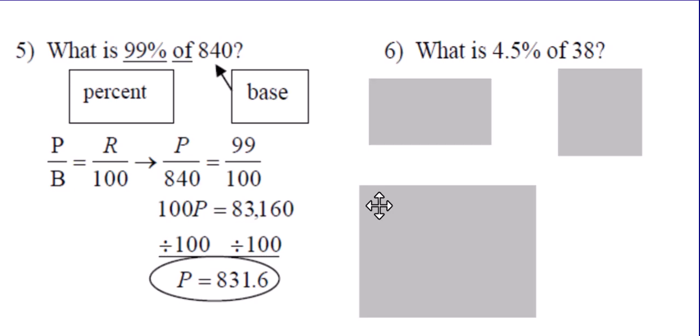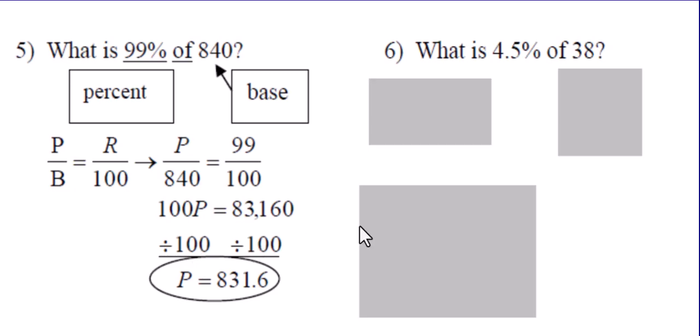When we cross multiply, we've got 100 times P is 100P. 840 times 99 is 83,160. Divide both sides by 100, and we get that our part is 831.6. This makes sense because 99% is almost 100% of 840, so our answer should be pretty darn close to 840, and it is. All right, let's take a look at number 6.